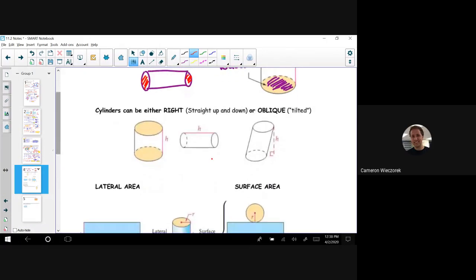Cylinders can either be right, meaning straight up and down. If these were CDs, it'd be like stacking the CDs edge for edge right on top of each other. Or they can be oblique. If you were to take the CD stack, push it a little bit and tilt it to the right or left, well, now this vertical piece can no longer be your height. This horizontal piece can no longer be your height. Now the height is going to have to be dropped outside so that it still forms a right angle with the base. Okay. So we're mainly going to deal with these two.